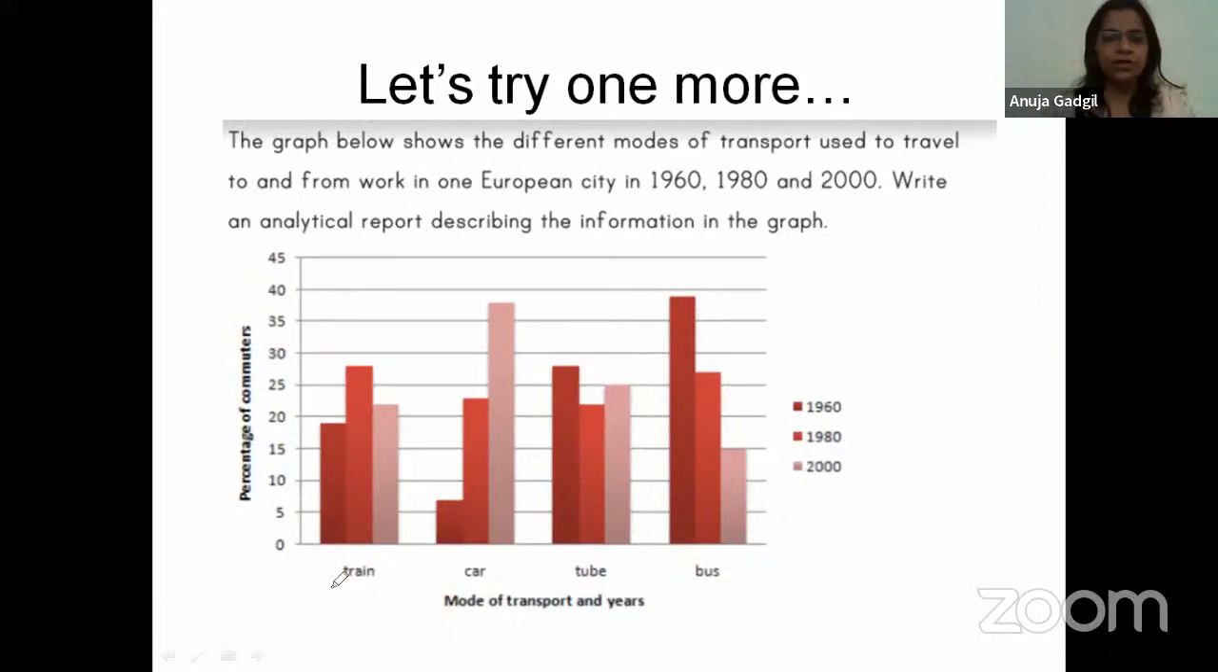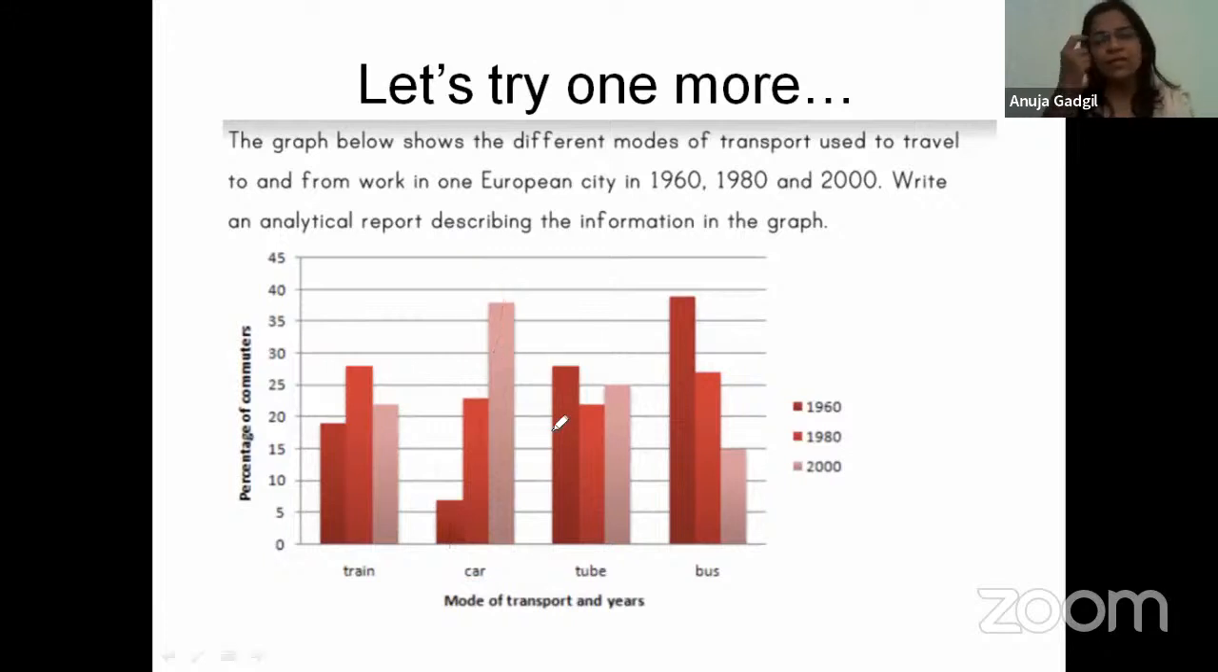How many people traveled by train in 1960, 1980, 2000? How many did so by car? How many traveled through tubes? Okay, tube is not the tube that you see in your washroom. Tube is a mode of transport. It's a kind of train in European countries or Western countries. And how many of them traveled by bus? So for each mode of transport, you have data for 3 years. Each mode of transport shows data for the 3 given years.